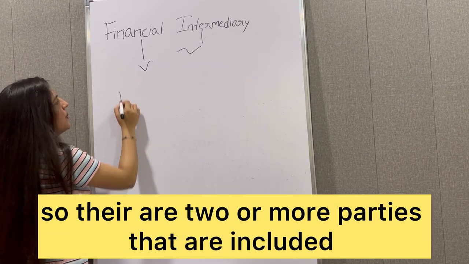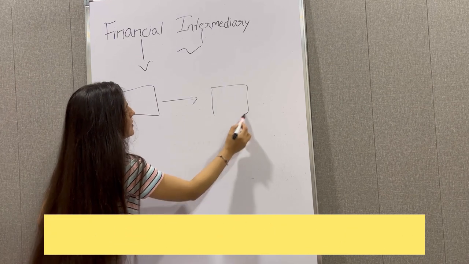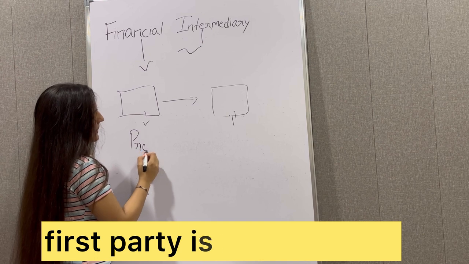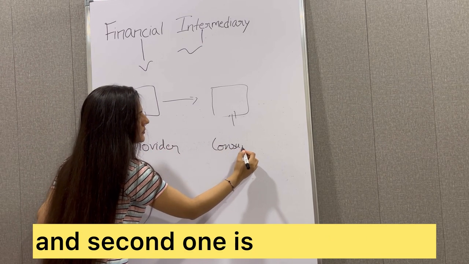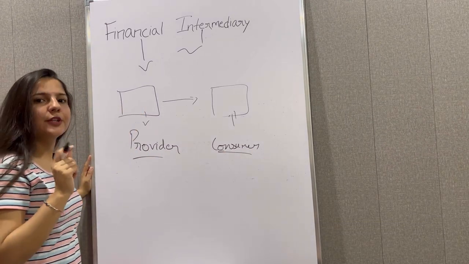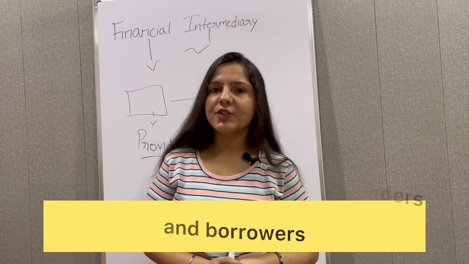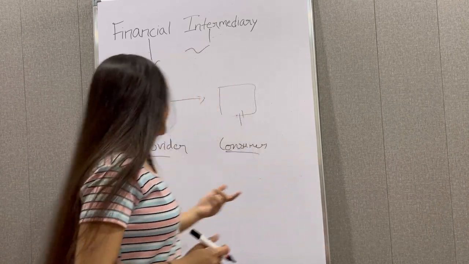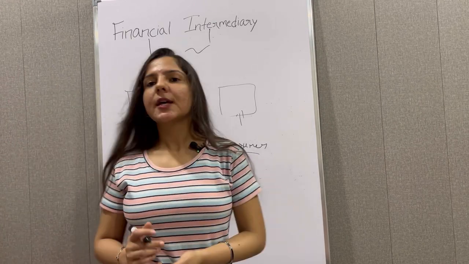So there are two or more parties that are included in financial intermediation. The first one is the giver and the second one is the taker of an activity. So the first party is the provider and the second one is the consumer. So, intermediation between two parties. A financial intermediary is typically an institution that channelizes the funds between lenders and borrowers. Lenders, the parties who lend, that is the provider. Borrower who needs the fund, that is the consumer.